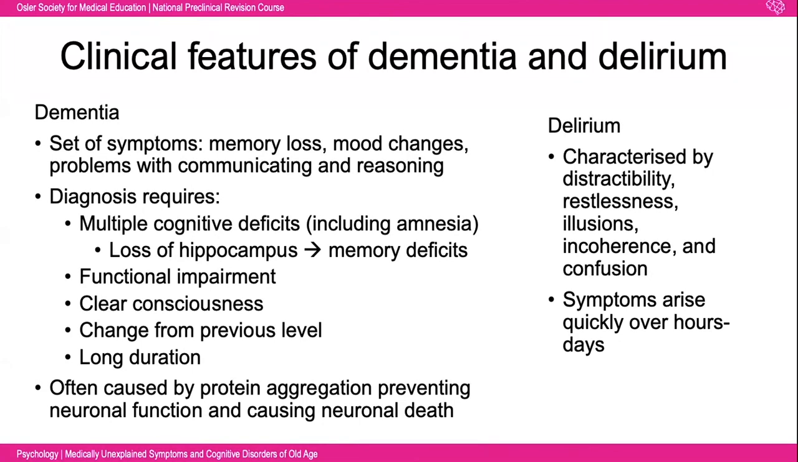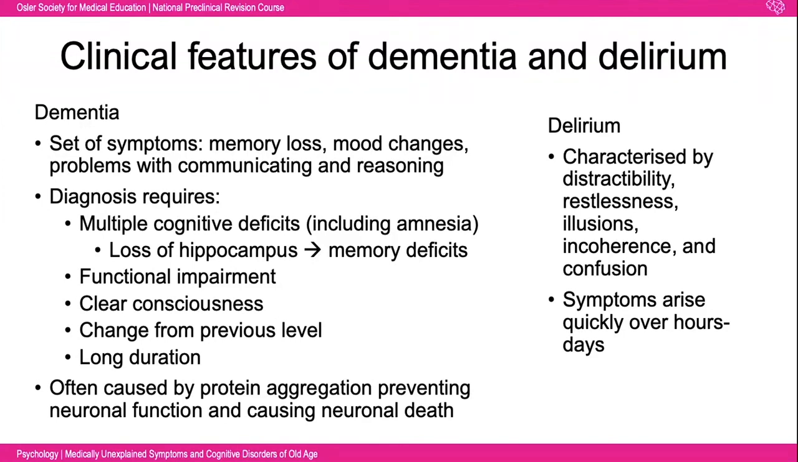So the clinical features of dementia are that it is a set of symptoms, including memory loss, mood changes, problems with communicating and reasoning. It's an umbrella term, as we've already seen by the different dementia subtypes. Diagnosis requires multiple cognitive deficits, including amnesia, a functional impairment, meaning the loss of ability to perform daily functions, such as dressing or going to the shops independently.